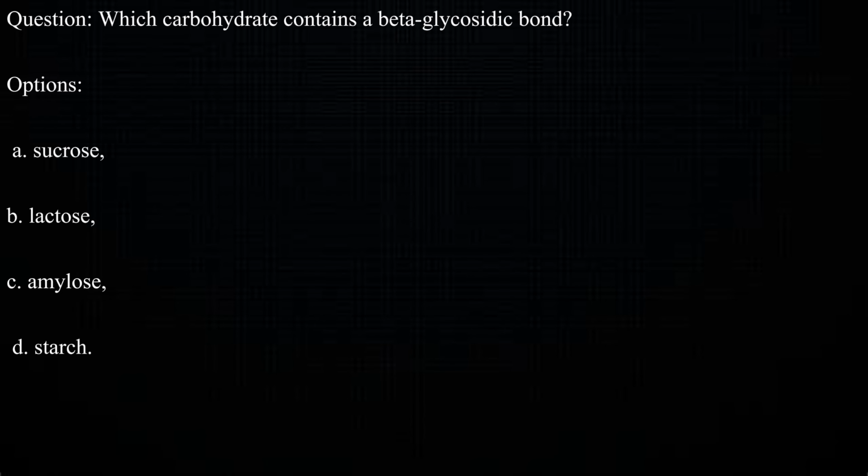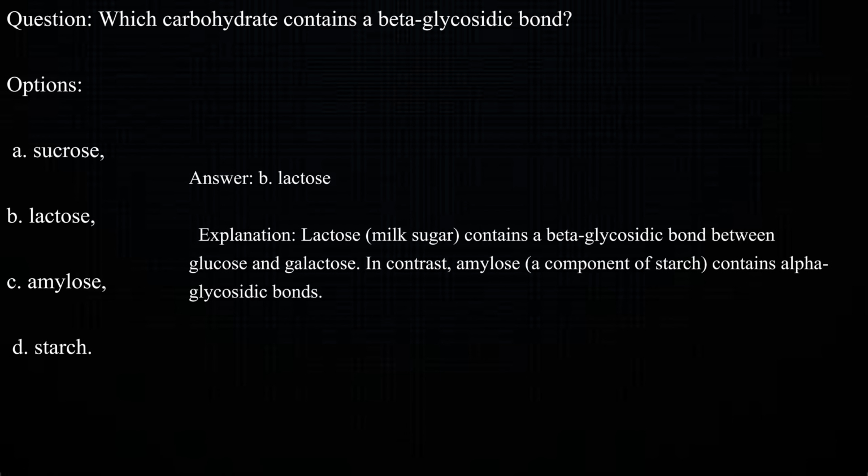Another one. Which of the following carbohydrates contains a beta glycosidic bond? A, we have sucrose, B, we have lactose, C, amylose, and D, starch. The right answer here is option B, lactose. Lactose is the sugar found in milk which contains a beta glycosidic bond between glucose and galactose. In contrast, amylose, which is a component of starch, contains alpha glycosidic bonds.